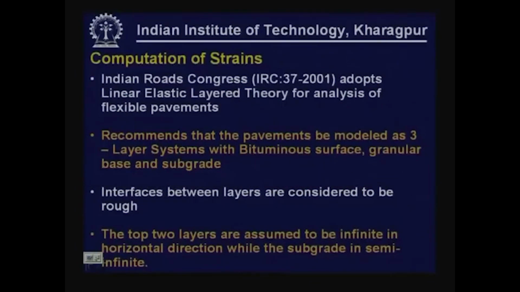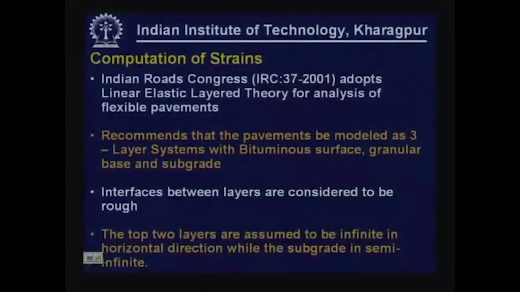IRC also recommends that the pavements be modeled as typically 3-layer pavement systems. Although we know pavements can have more than 3 layers, such as sub base, base, and more than one bituminous layer, so it can be an n layer system with 4, 5, 6 layers, IRC suggests that the pavement be analyzed as a 3-layer system: subgrade, granular base and bituminous layer.